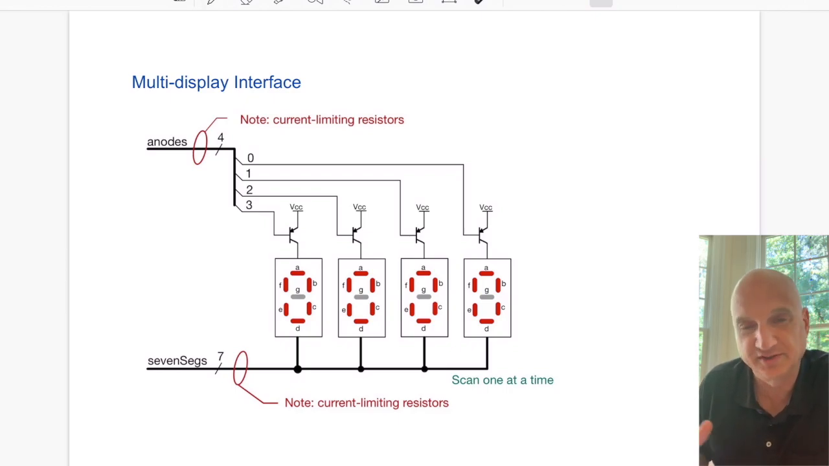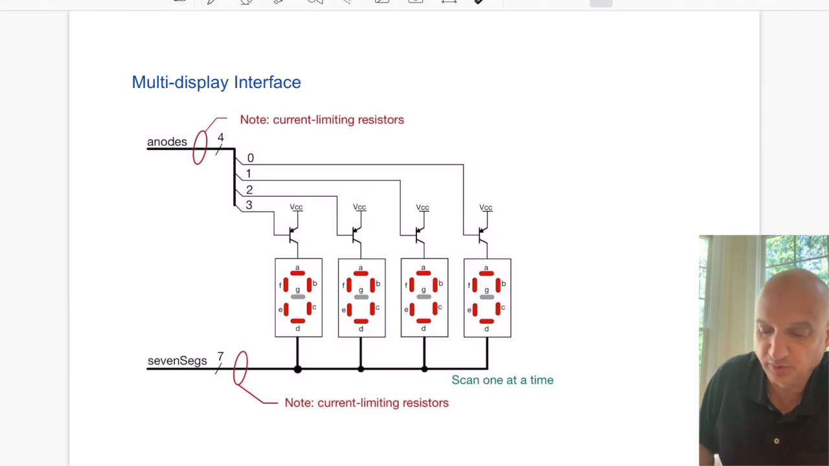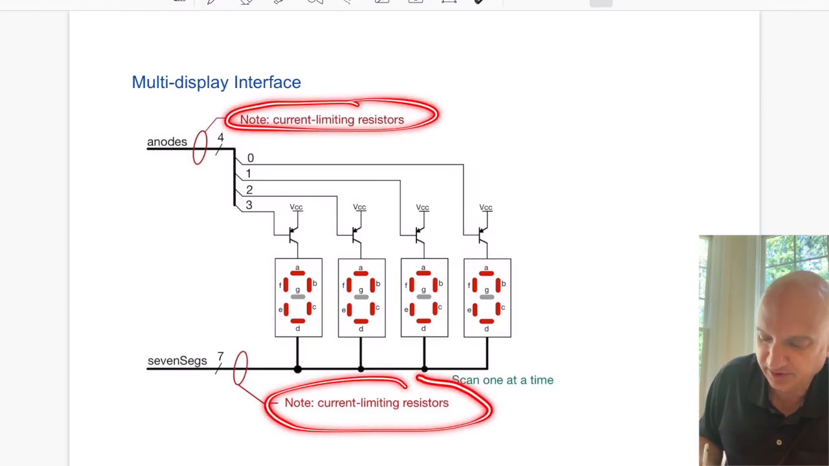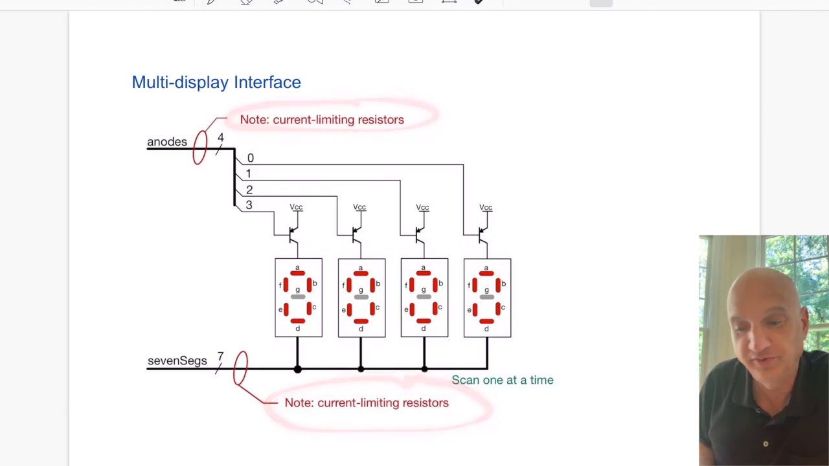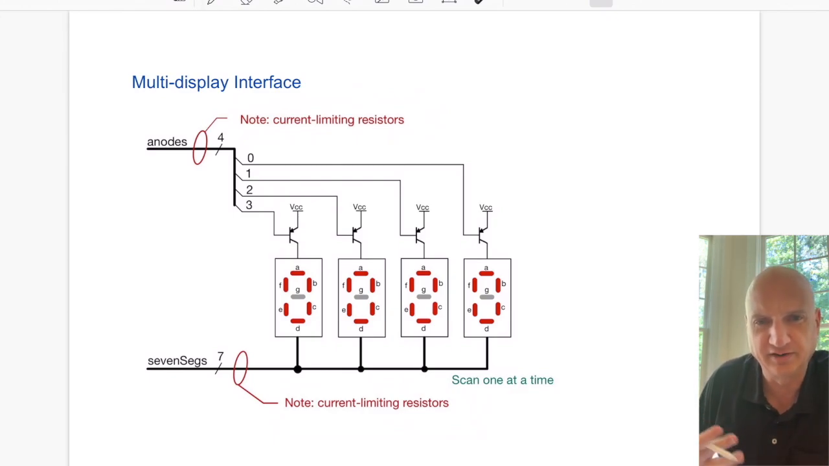Now you'll notice this is very similar to the ones we did before. I do want to point out these very important notes here, this note here and this note here. Basically, I've not shown the current limiting resistors because it just clutters the diagram, but I made a note so you know that this is not directly connected to your port pins. If you do that, you'll damage your chip and it'll cost you lots of money and heartache. So don't do that. Make sure you've got those resistors there. I just left them off to make the diagram a little bit easier to read.